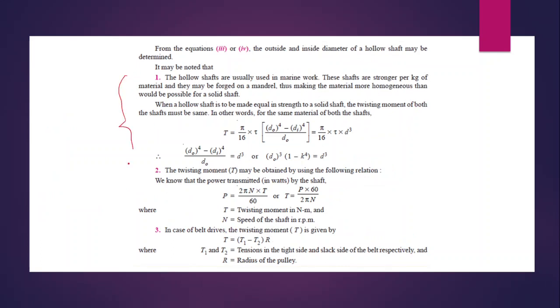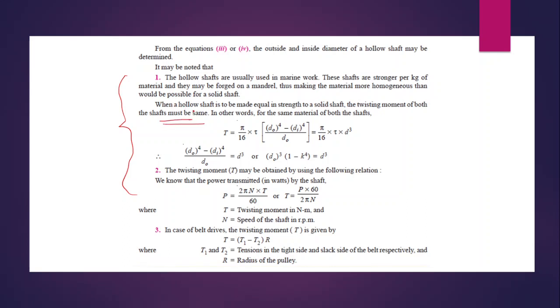These are the secondary conditions. We can discuss this in detail. The hollow shafts are usually used in marine work. Then when a hollow shaft is to be made equal in strength to a solid shaft, the twisting moment of both shafts must be the same.